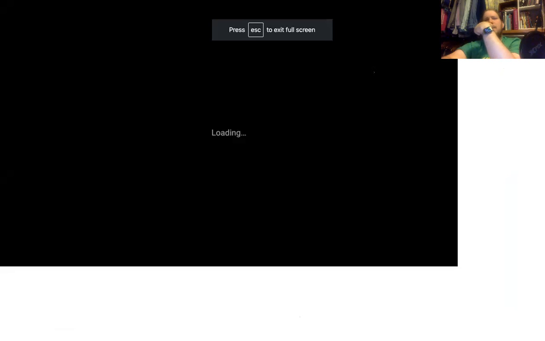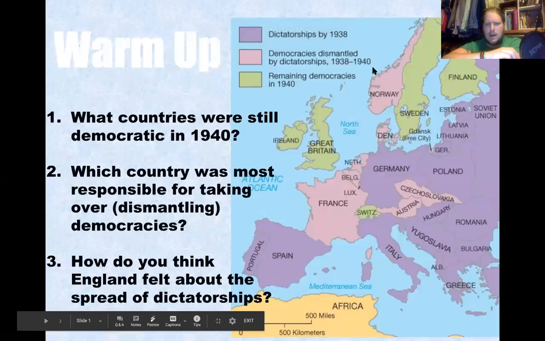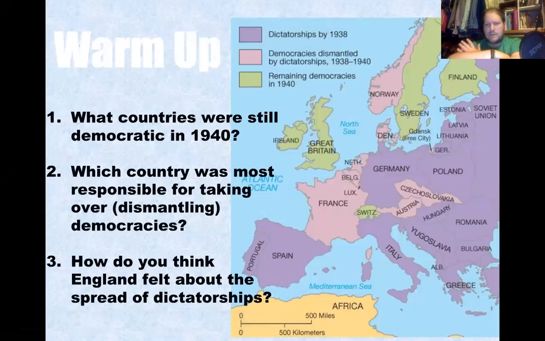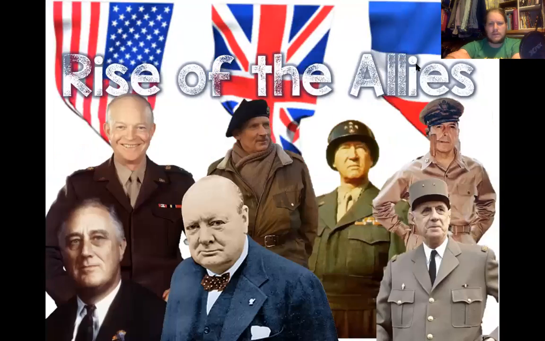It's the map that we looked at the end of the first set of notes, in terms of did fascism or authoritarianism lead to the toppling of some democracies. You should look at your copy because my ugly mug was in the way for the first part of it. How many countries were still democratic? That's your green color. Number two, which country was the most responsible for taking over or dismantling democracies? And number three, which we maybe will have talked about by office hours, if not, we know that your answer maybe has changed a little bit since the appeasement notes: how did England feel about the spreading of dictatorships?